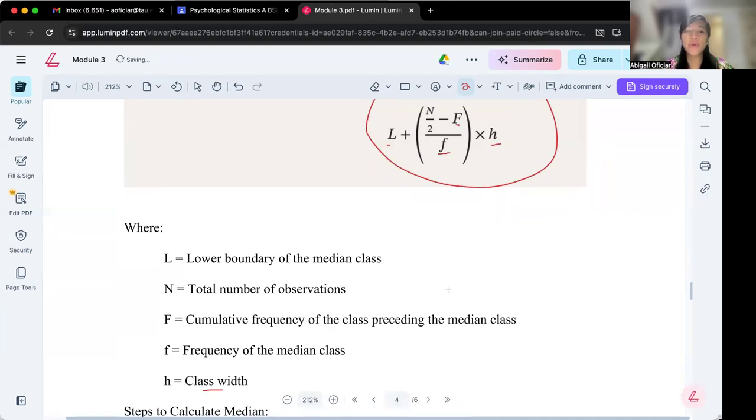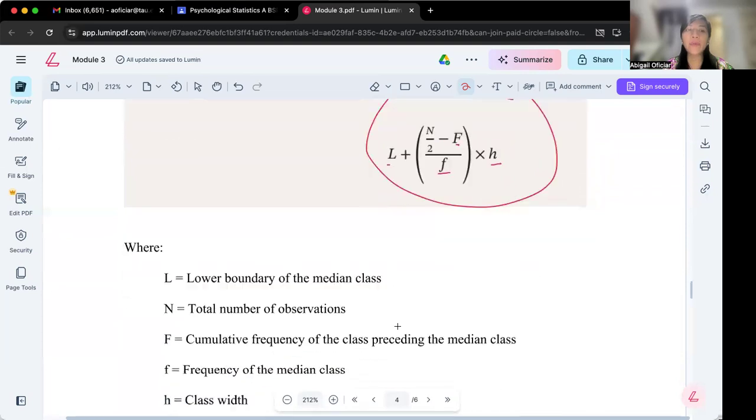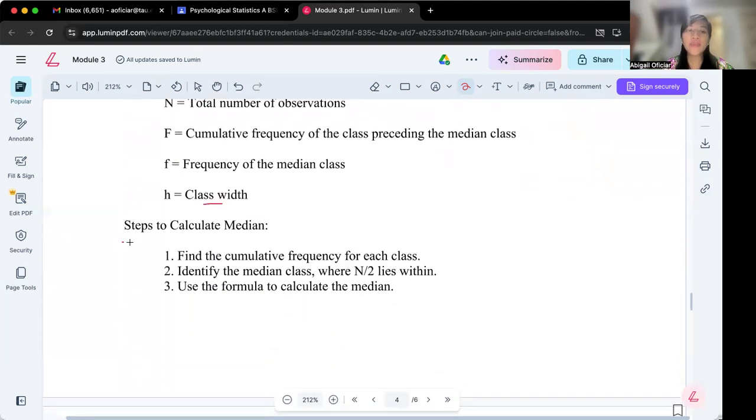So let's have an example. Paano ba mag-calculate ng median? So first, you have to find the cumulative frequency for each class, which I've already discussed last time in your class. Number 2, identify the median class, wherein we have to look for N over 2, kung saan naglalies yan within it. And number 3, use the formula to calculate for the median.